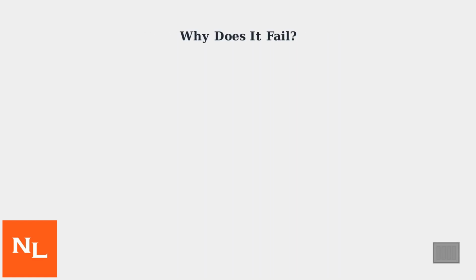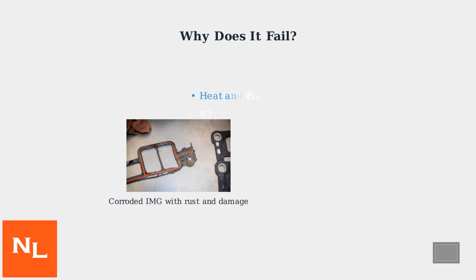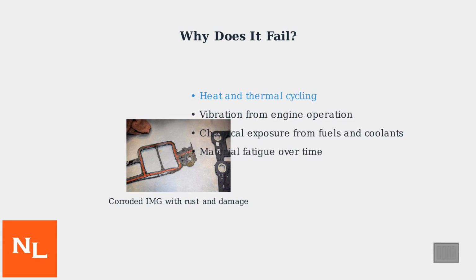The IMG commonly fails due to several factors. Heat from the engine causes thermal expansion and contraction, wearing down the gasket material over time. Vibration from the running engine stresses the gasket, while chemical exposure from ethanol-blended fuels and coolants can corrode the material. Eventually, material fatigue leads to cracks and leaks. When the IMG fails, it can result in vacuum leaks that disrupt engine performance, coolant loss causing overheating, and misfires leading to rough running. These issues significantly impact overall engine reliability.